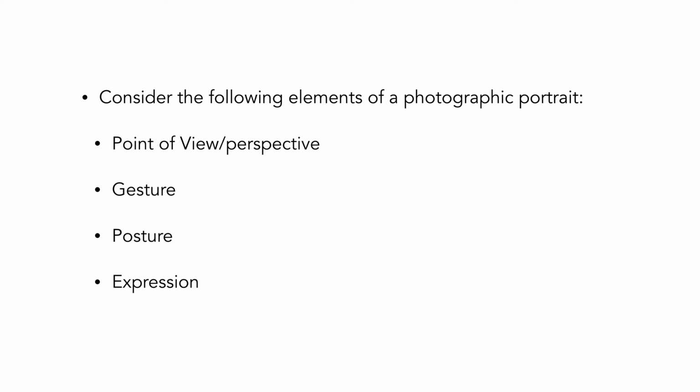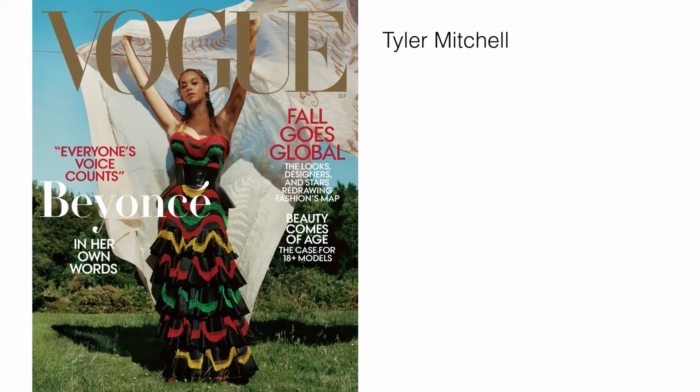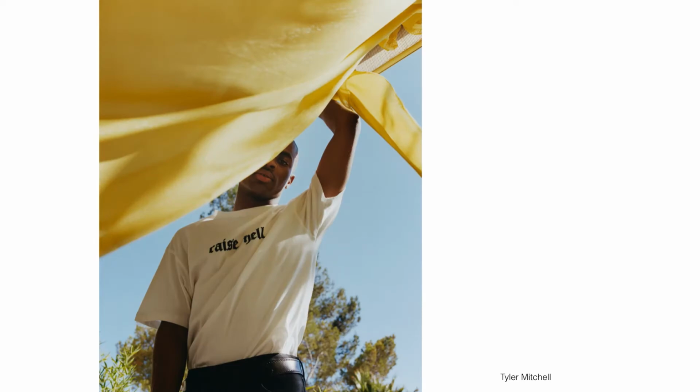Think about the gesture, the posture, the expression. Tyler Mitchell is an African American photographer who was actually the first African American photographer to photograph the cover for Vogue, and this was in 2018. Tyler Mitchell's work very much, I think, embodies how to look at things from unconventional angles.